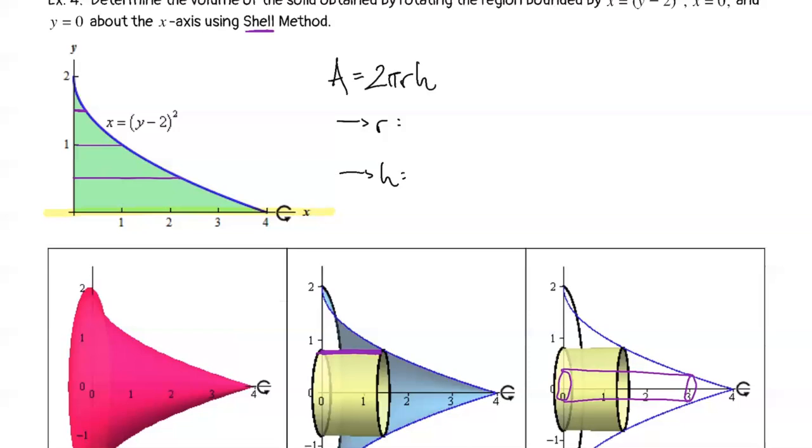Good. All right. So this is indeed the height, and it is an x value. This is a height, it is an x value. This is a height, it is an x value.